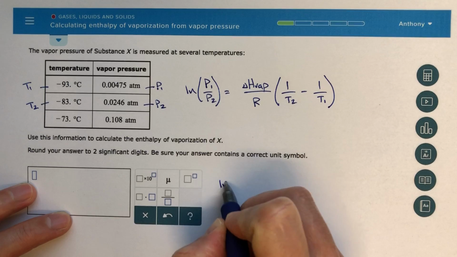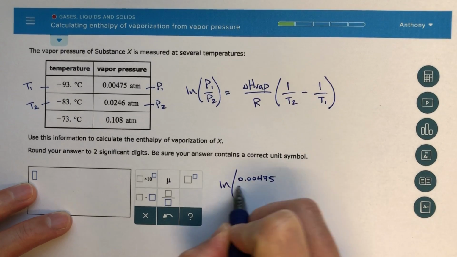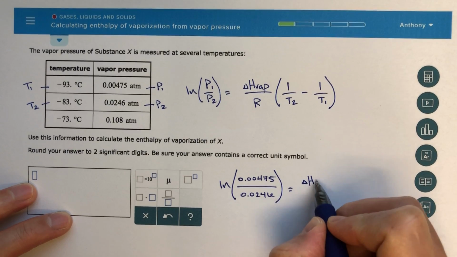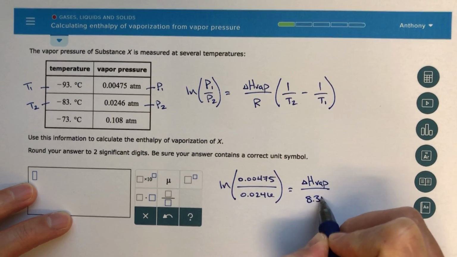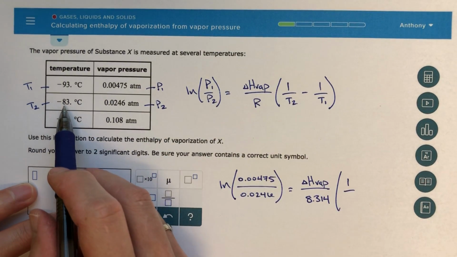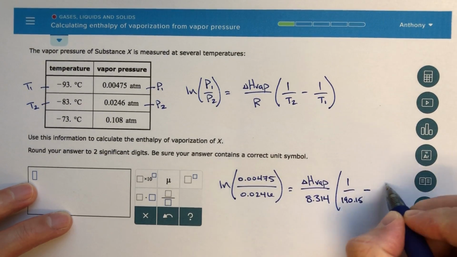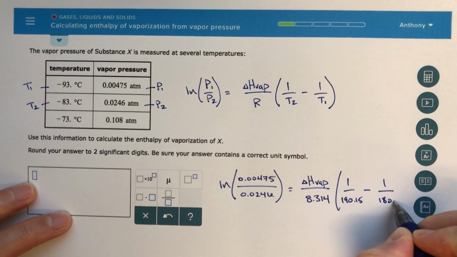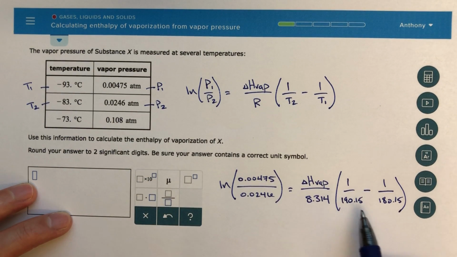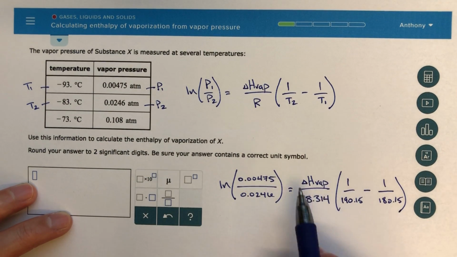If we do that, we'll get the natural log of P1, which is 0.00475, over 0.0246. That's going to equal delta H of vaporization, which is what we're looking for, over 8.314, times 1 over T2, and I'm going to convert that to Kelvin, so minus 83 Celsius is equal to 190.15 Kelvin, minus 1 over 180.15. So this would be T2 converted to Kelvin, T1 converted to Kelvin, and now basically I'm just solving for delta H of vaporization.